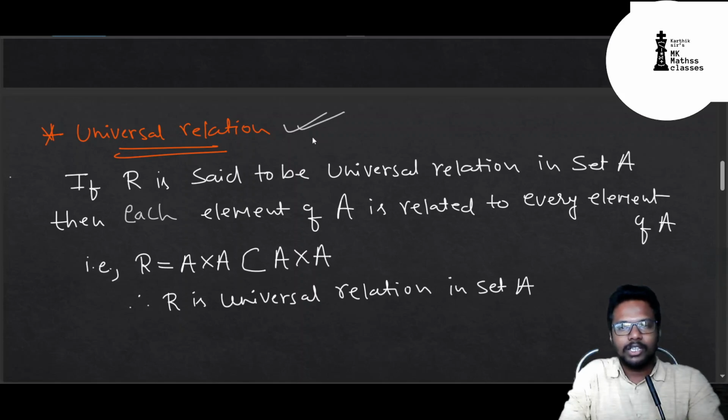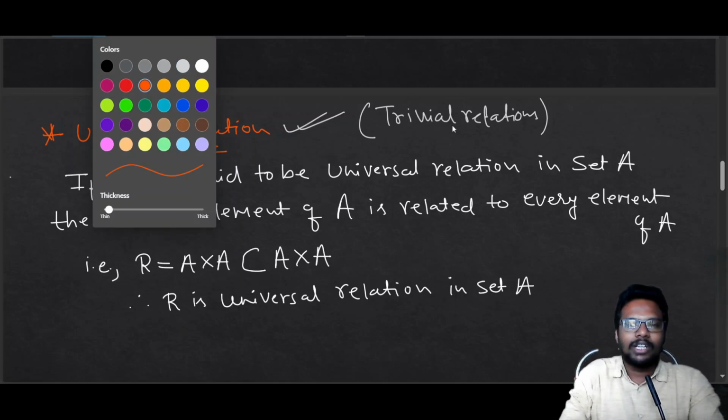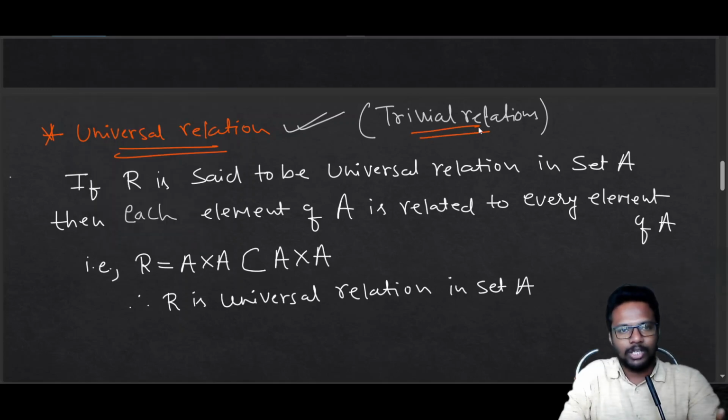This is the second type of relation in trivial relations. In trivial relations we have two types, that is empty relation and universal relation. In the previous video we have already discussed empty relation. Today I am going to explain universal relation. So let's start with the definition.